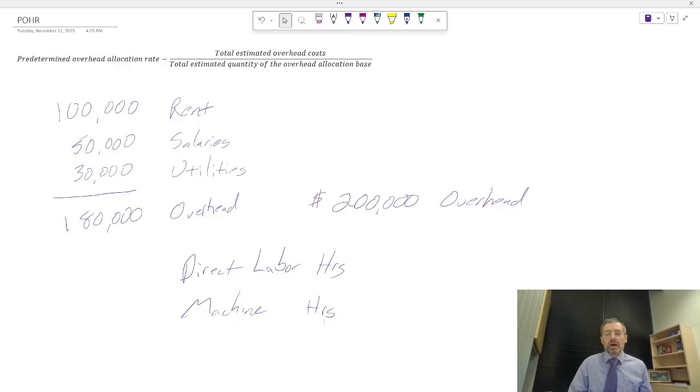So for our custom furniture shop, we are probably going to be using the direct labor hours to estimate. So at the beginning of the year, we have already estimated we have $200,000 of overhead that we're probably going to spend this year. And we look at our plans and estimate our employees will work a total of 20,000 direct labor hours.